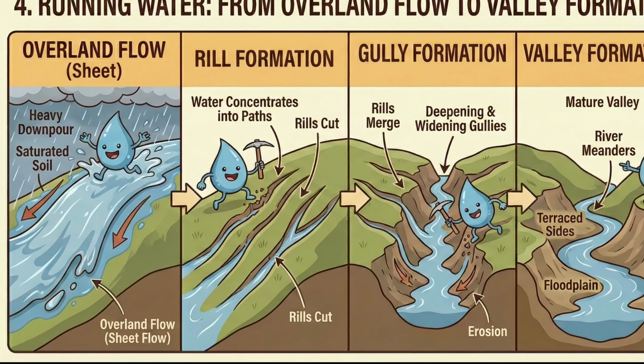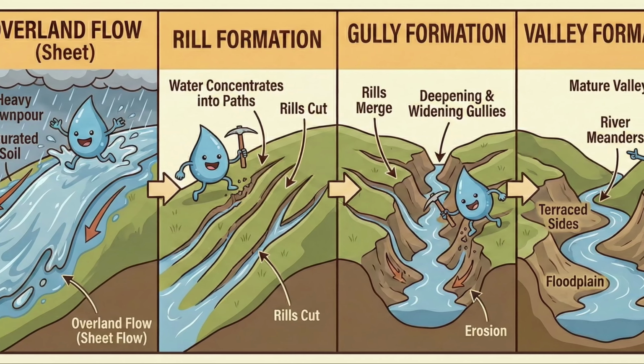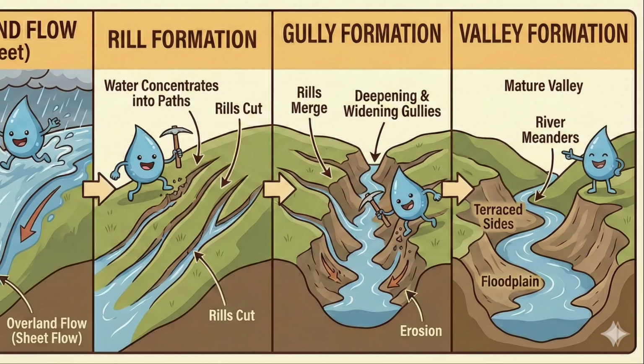It begins with overland flow. Imagine a heavy downpour. The soil gets saturated. The excess water forms a thin sheet over the land surface. This sheet flows down the slope. Depending on the irregularities of the ground, this sheet concentrates into small parts. These parts cut small rills. The rills merge to form gullies. The gullies deepen and widen to form valleys.